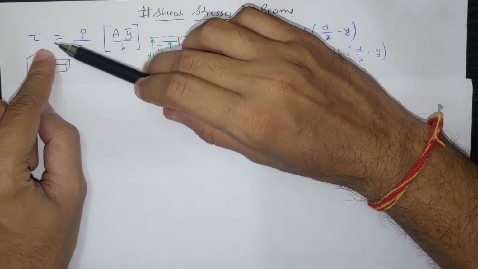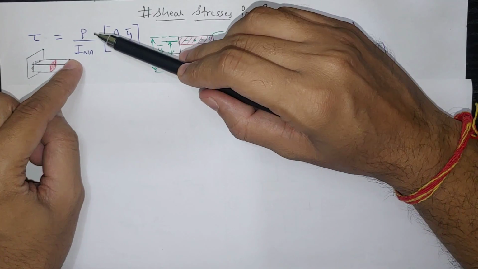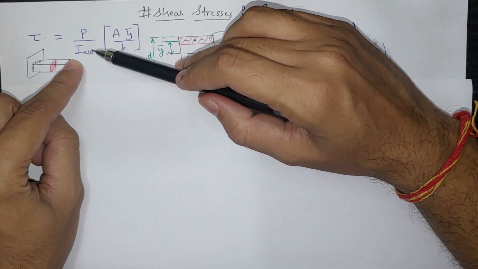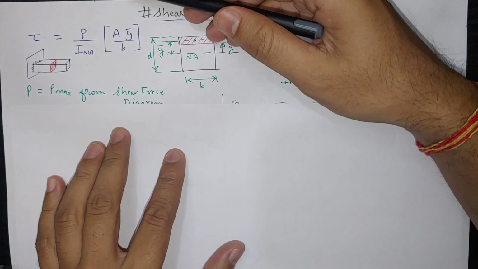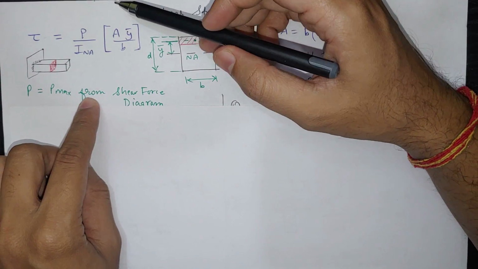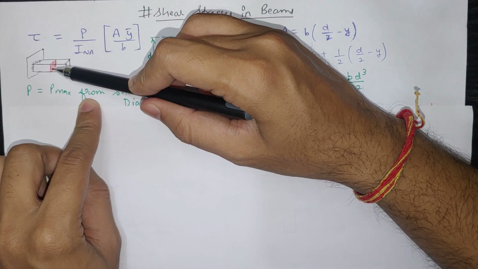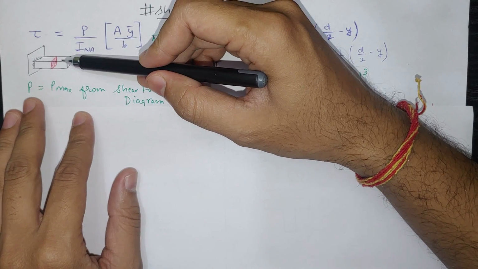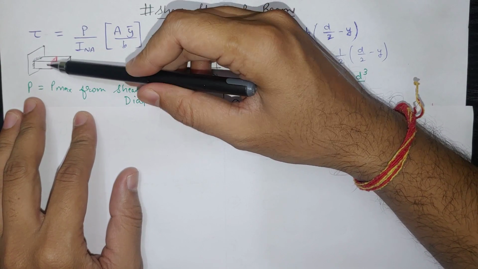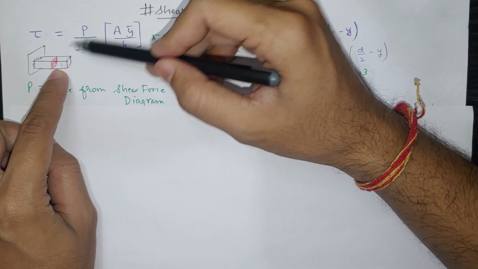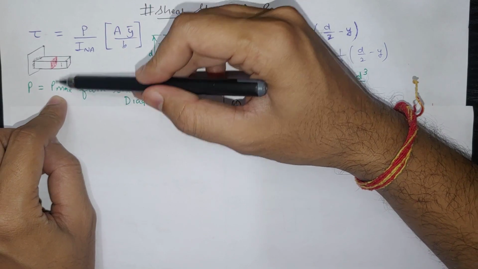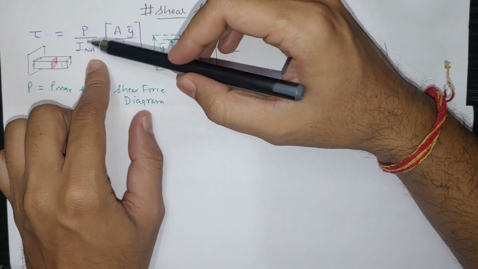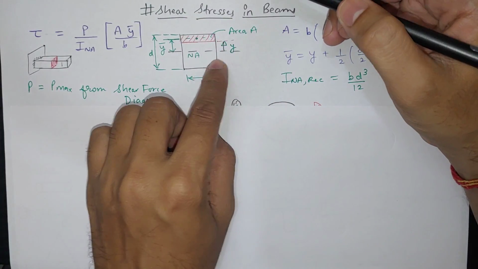So the simple formula is tau equal to P A y bar divided by I_NA b. This P here is the maximum force at any particular cross section that we have to find from the shear force diagram. So wherever we are finding the shear stress across the cross section, at that position we have to take the value of P maximum from the shear force diagram. I_NA is the inertia at the neutral axis.